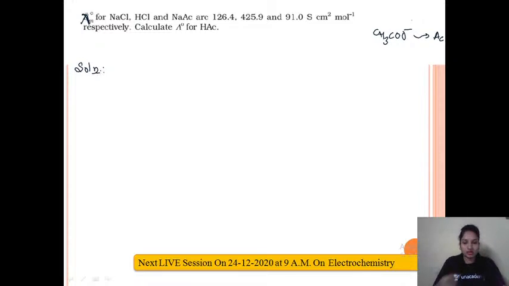Now how to calculate this? Here it is not about the ions. Here they have given different electrolytes and you have to calculate. Now I can write lambda naught value for HAC is equal to lambda naught for H plus and lambda naught for AC minus, correct? Now how can we obtain this? We don't have these values directly, right? We have been given the values of NaCl, HCl and NaAC.